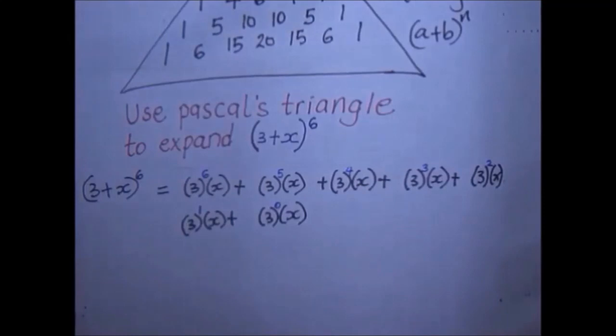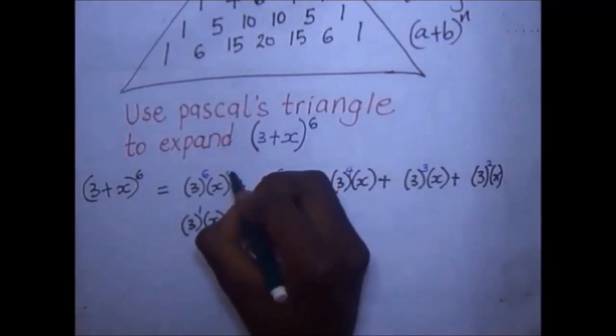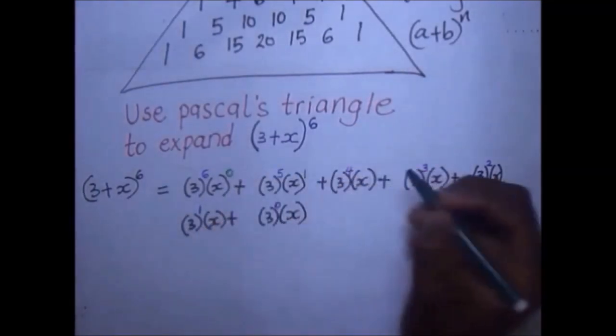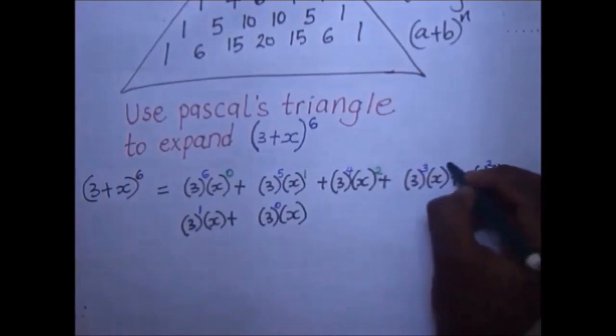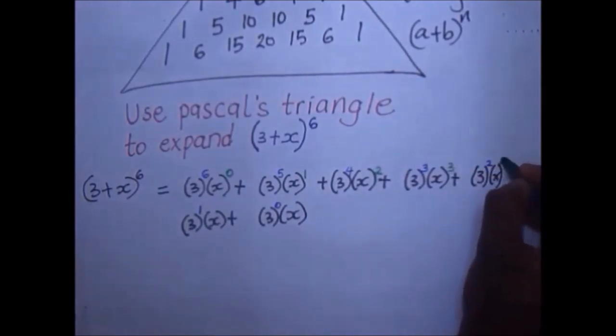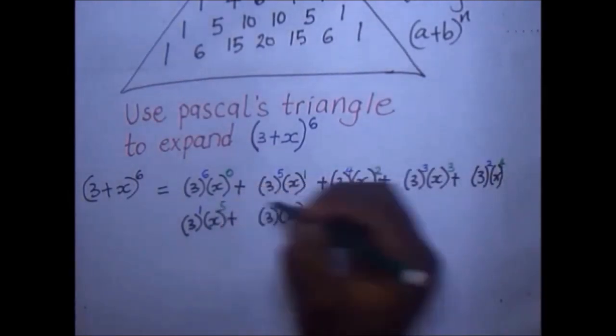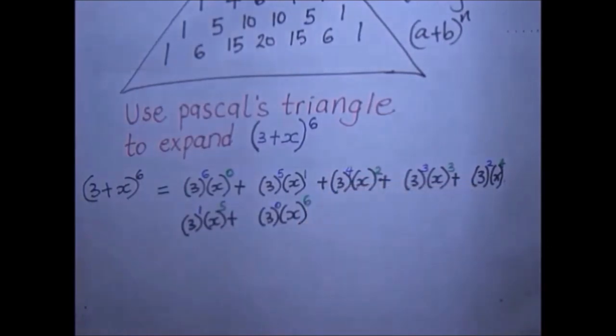Then we get to the next term, the second term. It will start from 0: 0, 1, 2, 3, 4, 5, 6. So after awarding powers to the terms, we now award the coefficients. This is to the power 6.